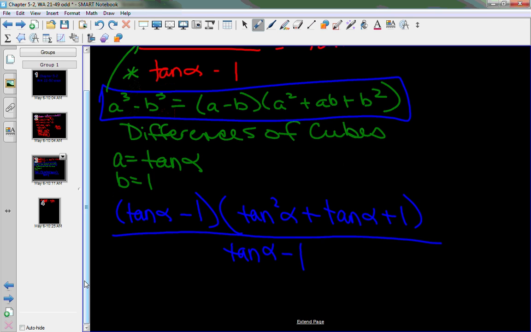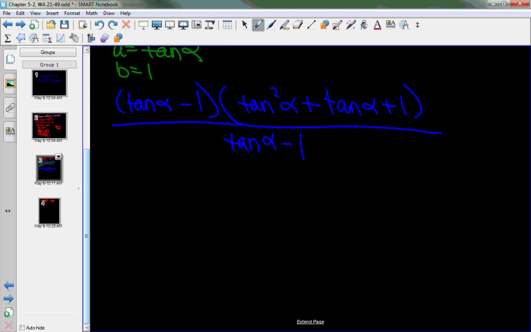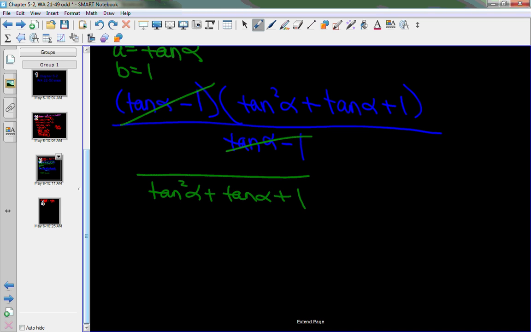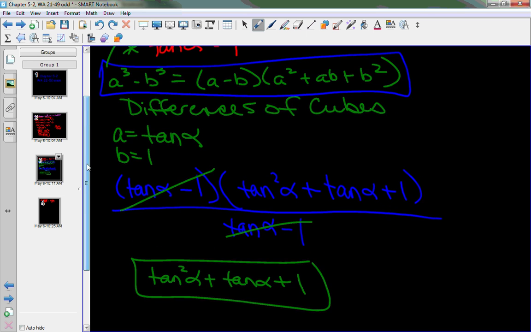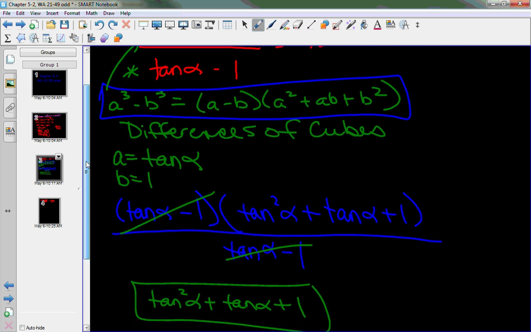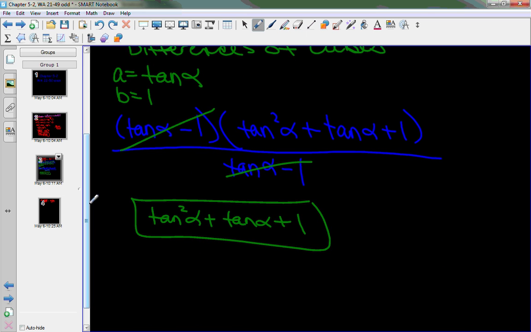So now, tangent of alpha minus 1 is gone, and I'm going to be left with tan squared of alpha plus tan of alpha plus 1, which is what I wanted. That's pretty easy. It was easy as long as you knew the formula that you had to use to factor.